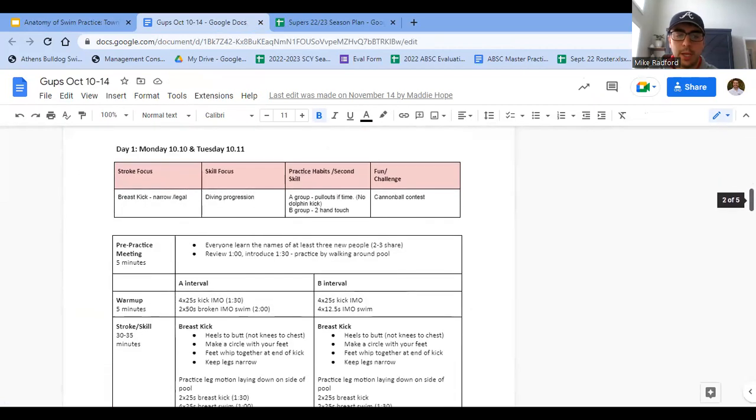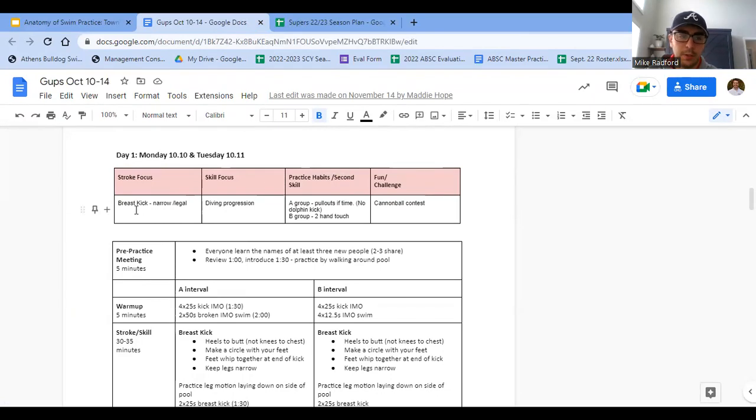And so let's look at our Monday practice here for the GUPS. So you see their stroke focus is breaststroke kick, trying to make it narrow. And for those that are not legal in the swim meet, trying to get their kick to be swim meet ready. The skill focus is there's a diving progression where we work on diving, fingers first and being able to do a racing start. We've got some practice habits that we work on. So the A group, the faster group, is working on breaststroke pullouts. The other group is working on making sure they do 2-hand touches at the end of their breaststroke lap to make sure they don't get disqualified. And then there's some fun at the end. We have a cannonball contest at the very end.